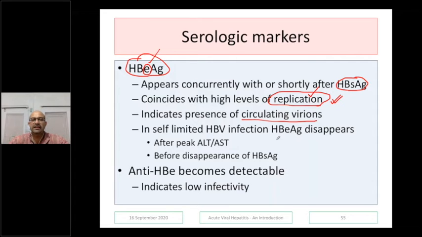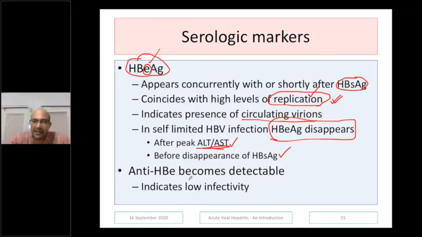Now, if the HBV infection is self-limited, if it is going to resolve on its own, then HBe antigen will disappear. This disappearance happens before the disappearance of HBsAg. So HBe antigen goes from the serum before HBs antigen.